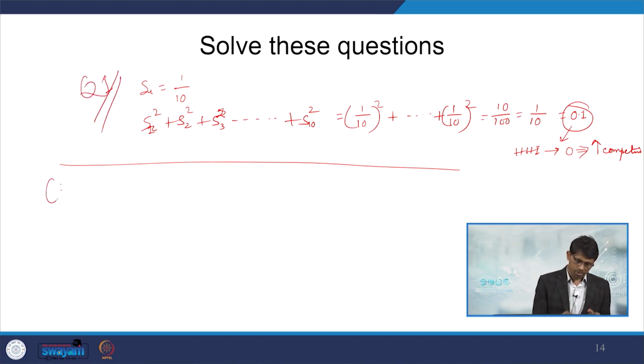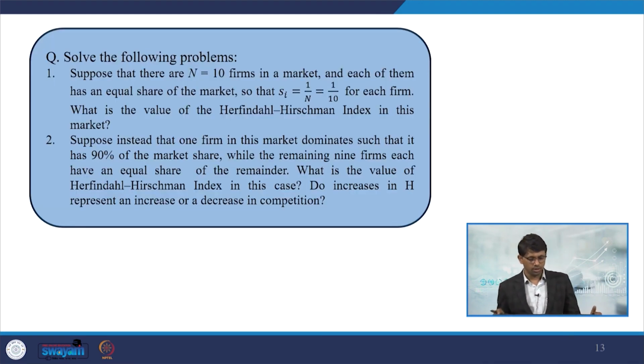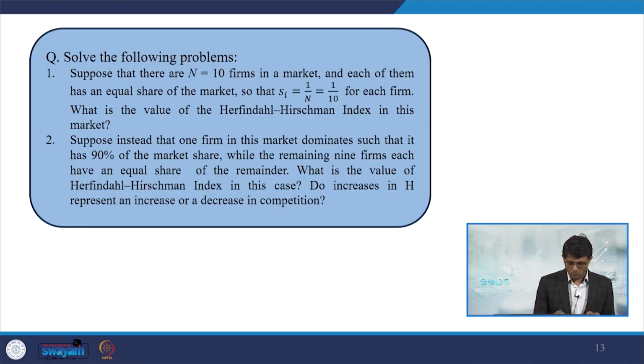All right, for Q2 you can solve it; I will just give you the hint. For Q2, the question is a little different: the market is dominated by some of the firms. Suppose, instead of the first example, one firm in this market dominates 90% of the market share, and the remaining 9 firms have an equal share.